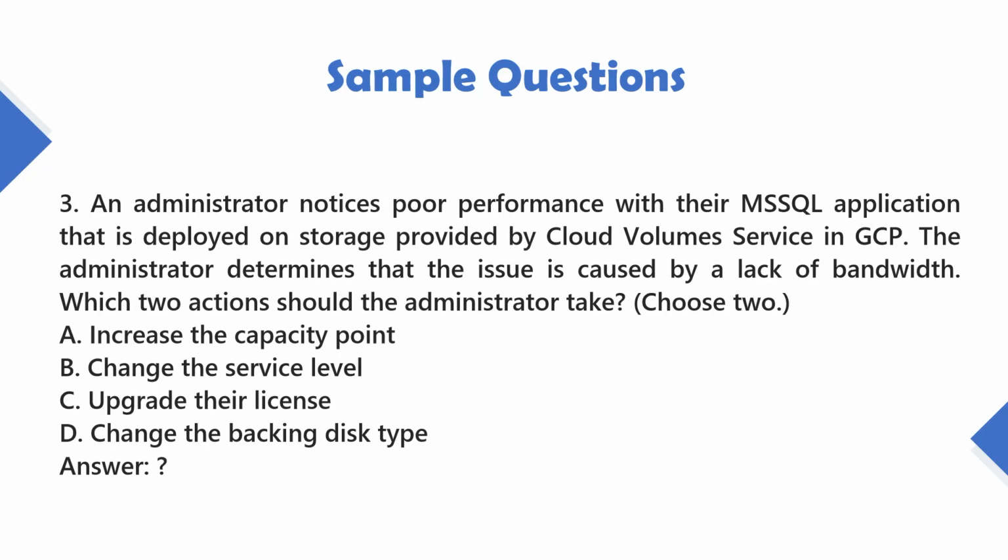3. An administrator notices poor performance with their MS SQL application that is deployed on storage provided by Cloud Volumes Service in GCP. The administrator determines that the issue is caused by a lack of bandwidth. Which two actions should the administrator take? Choose 2. A. Increase the capacity pool. B. Change the service level. C. Upgrade their license. D. Change the backing disk type.